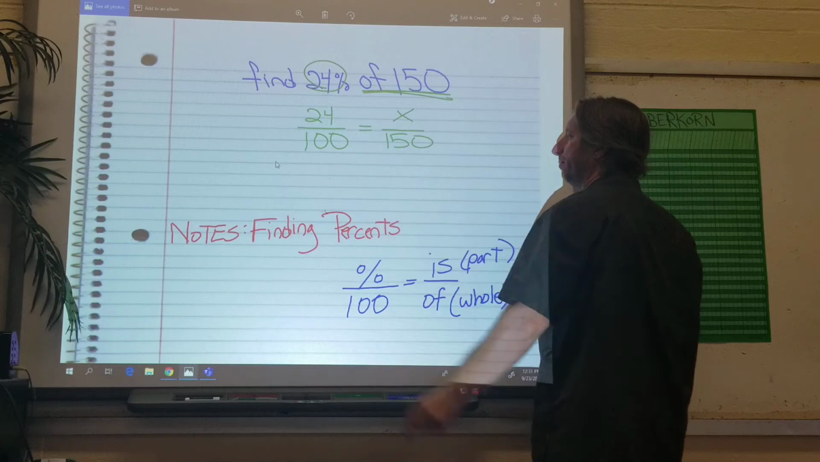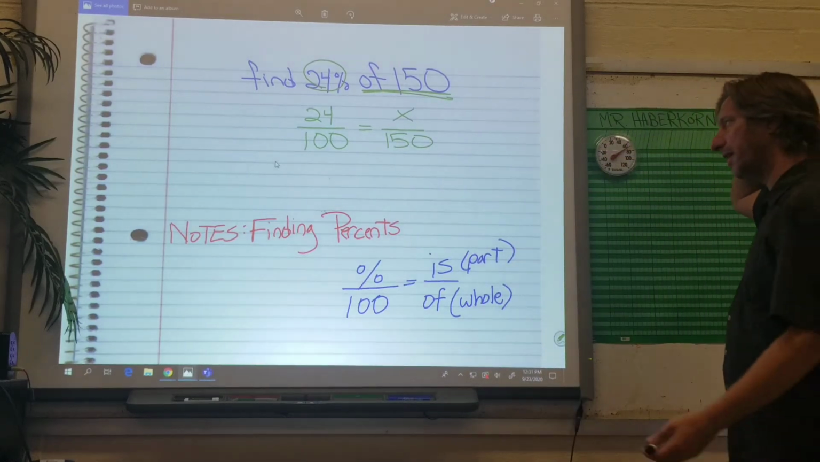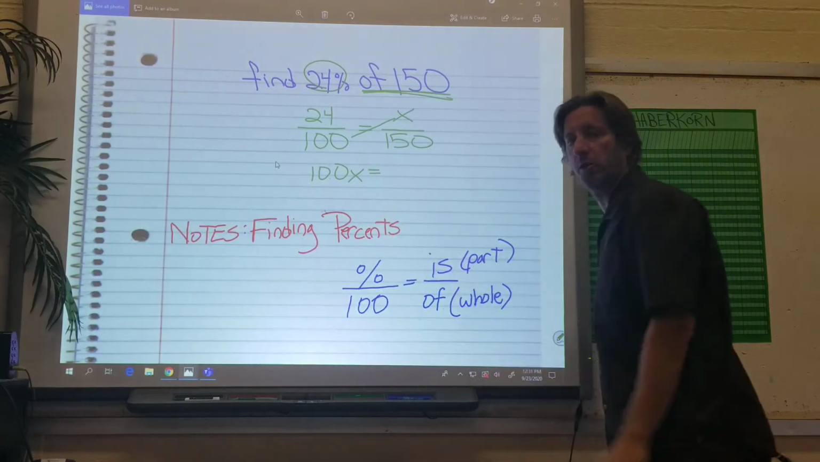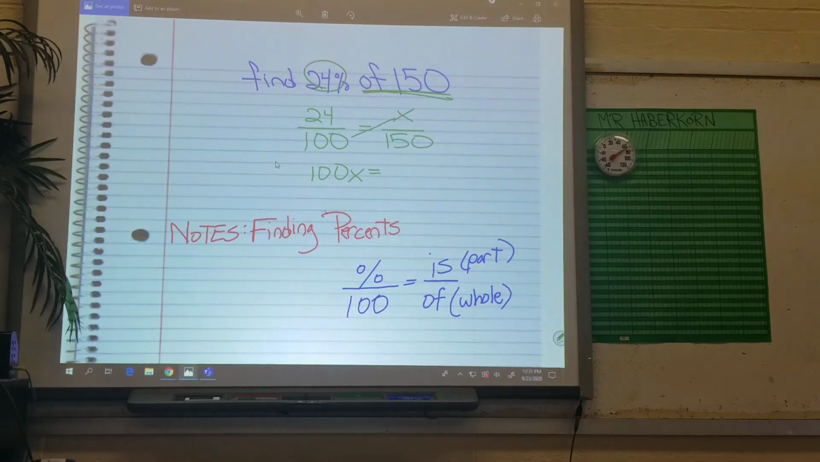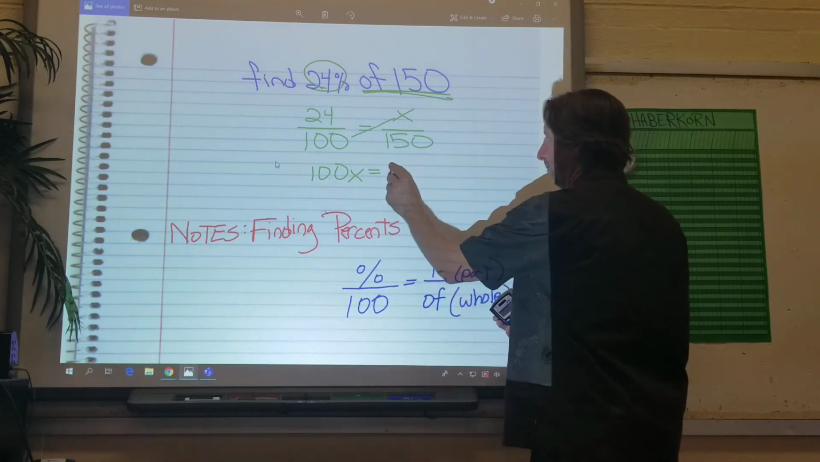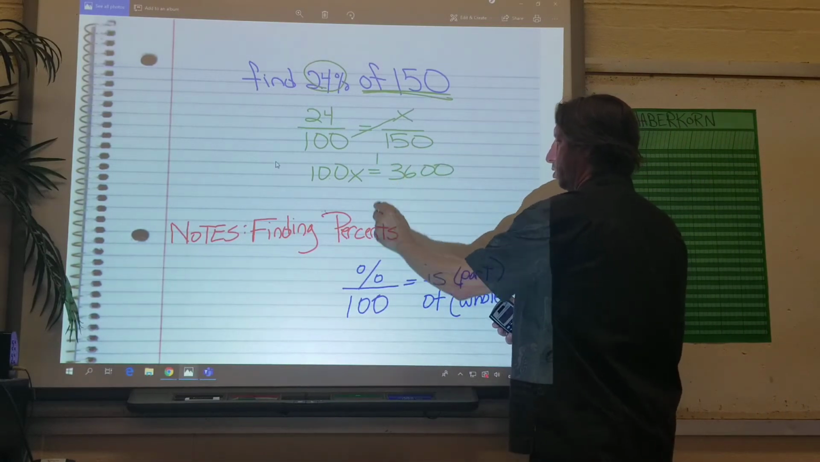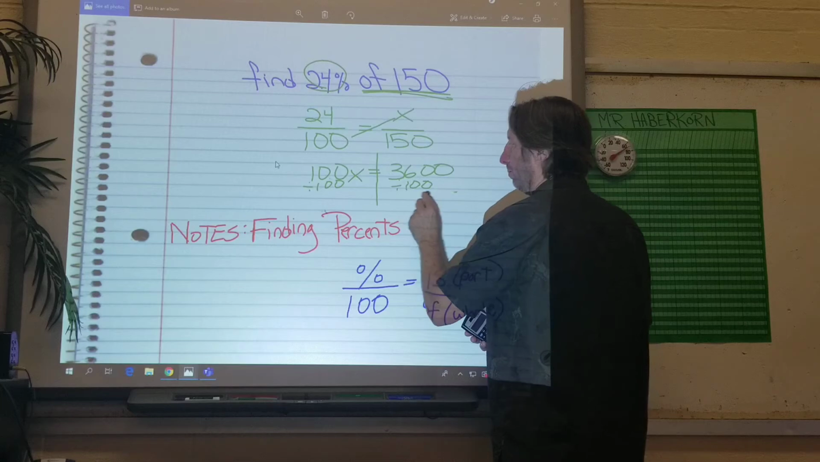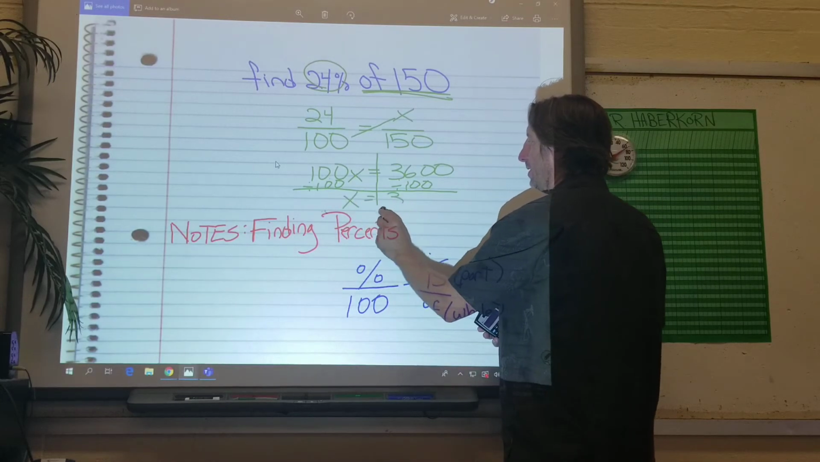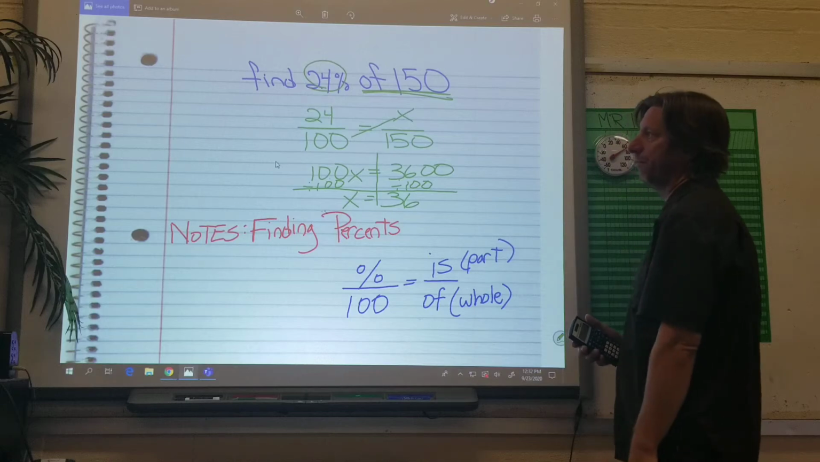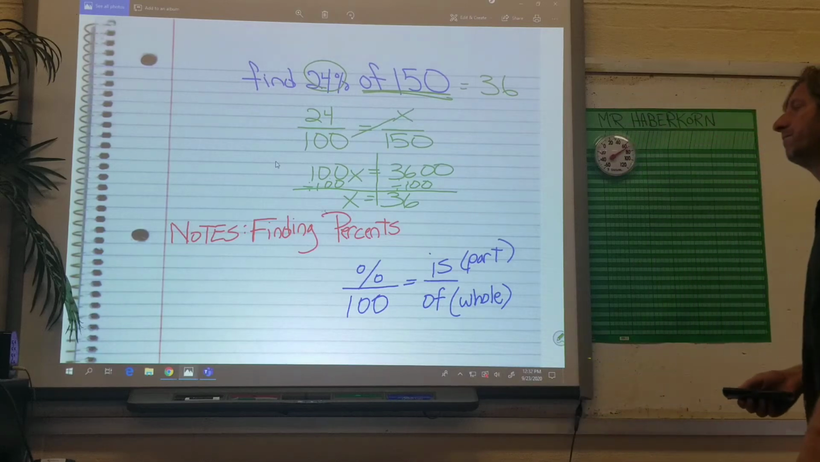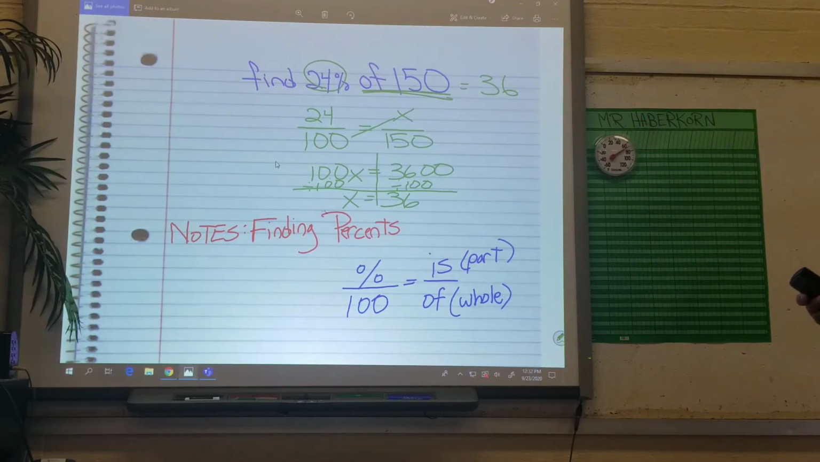Now we just put in our x, right? Cross multiply, just like we've been doing. 100 times x, always do the variable first. And then 24 times 150. I'm going to use my calculator. 3,600. Draw my line. Divide by 100. And I get x equals 36. Okay? So find 24% of 150. It's 36. All right? Pretty easy stuff today. Let's take a look at another one.